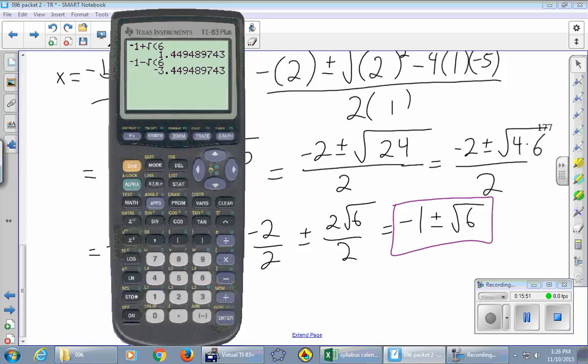Then we get -3.449, okay? Just to remind you, these are the numbers that we expected looking at the graph. We said it was about 1.4 and about -3.4. These are much more accurate answers than we could have gotten on the graph.